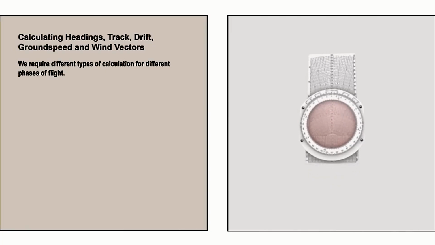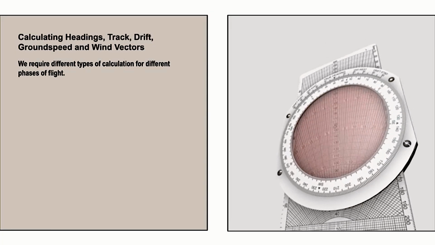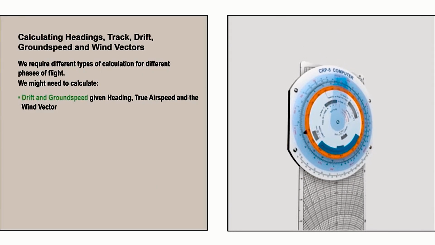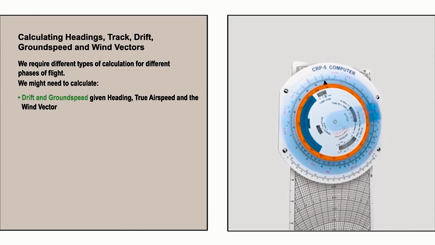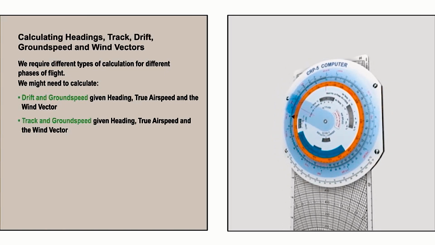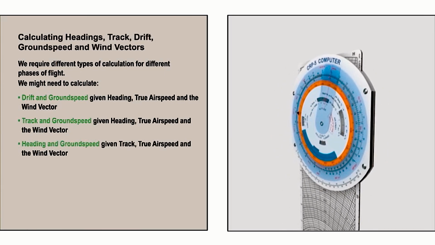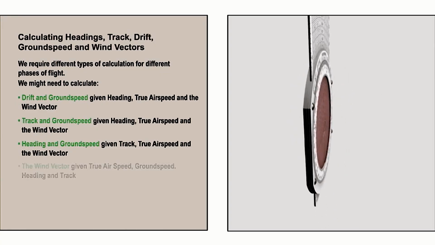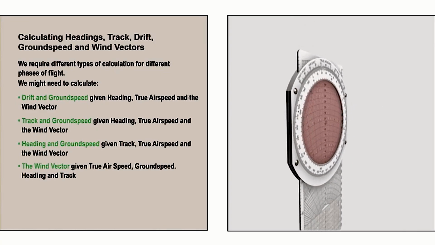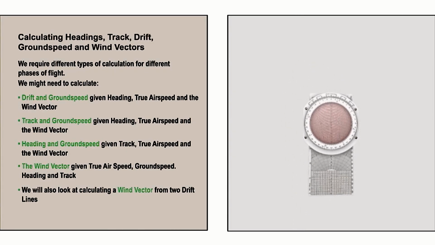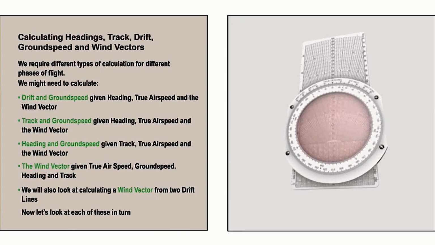We require different types of calculation for different phases of flight. We might need to calculate drift and ground speed given heading, true airspeed and the wind vector. Track and ground speed given heading, true airspeed and the wind vector. Heading and ground speed given track, true airspeed and the wind vector. The wind vector given true airspeed, ground speed, heading and track. We will also look at calculating a wind vector from two drift lines. Now let's look at each of these in turn.